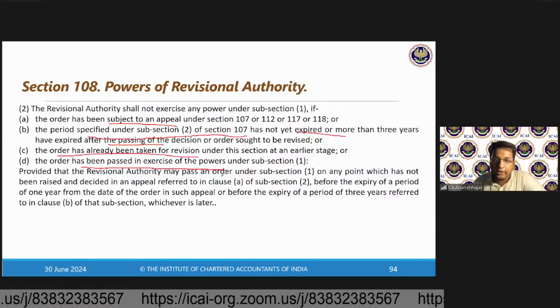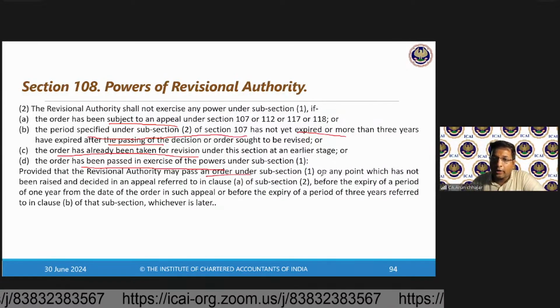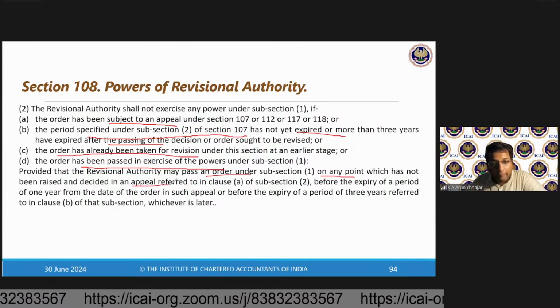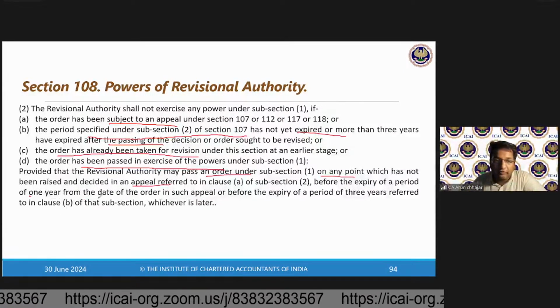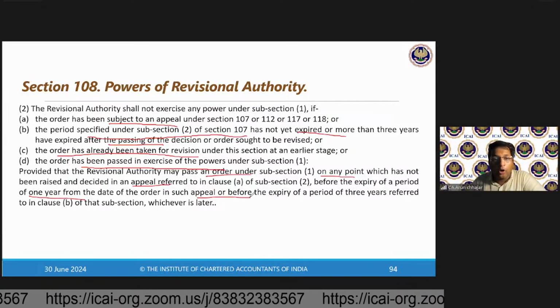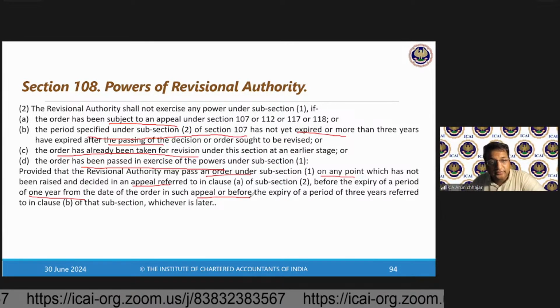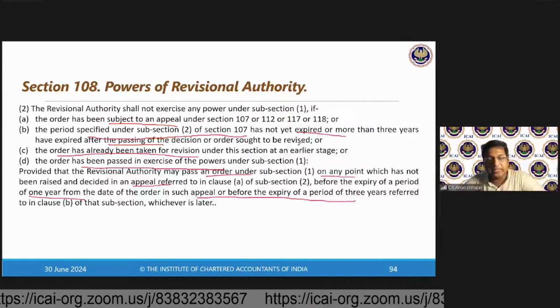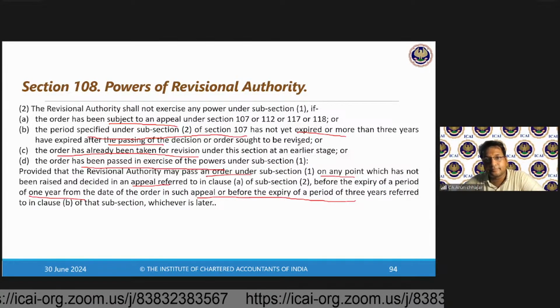Provided that the revisional authority may pass an order on any point which has not been raised or decided in an appeal before the expiry of the period of 1 year from the date of the order, or before the expiry of the period of 3 years as referred to in clause B, whichever is later.